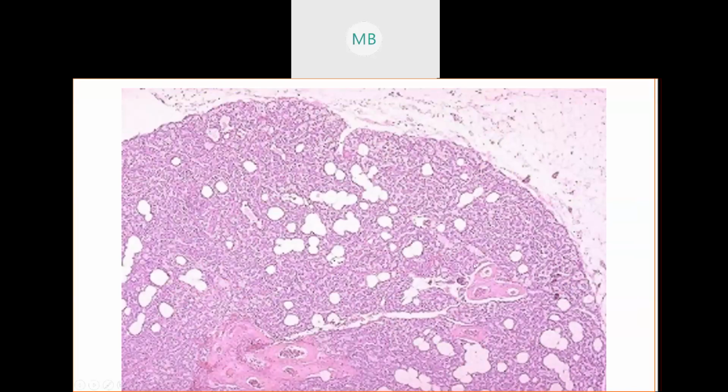And so here we have an unlabeled one, right? Which you can see. Oxyphil cells are going to be the pinker ones. Chief cells are going to be the others.